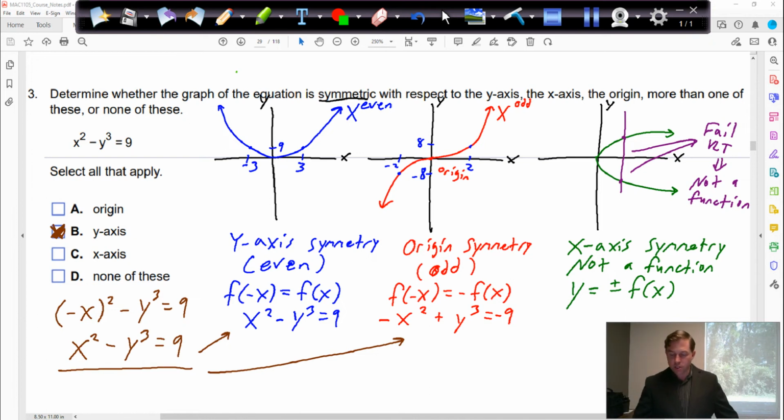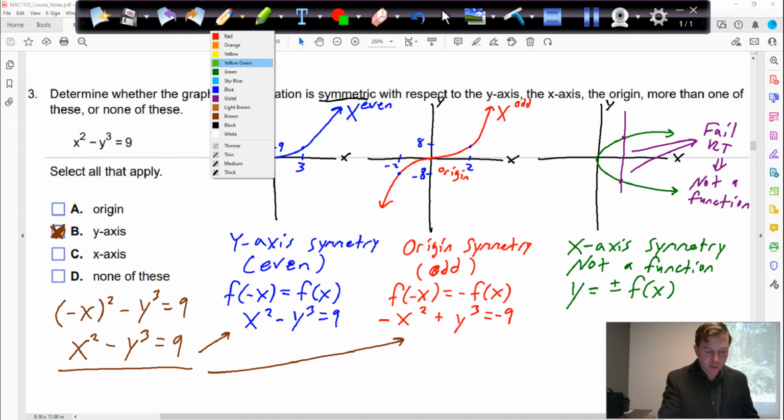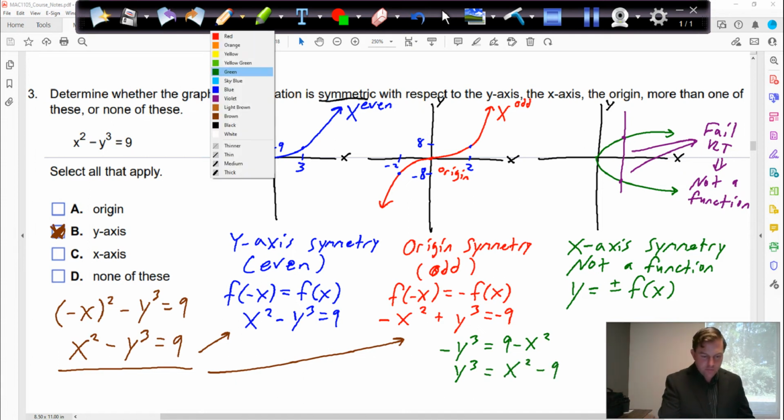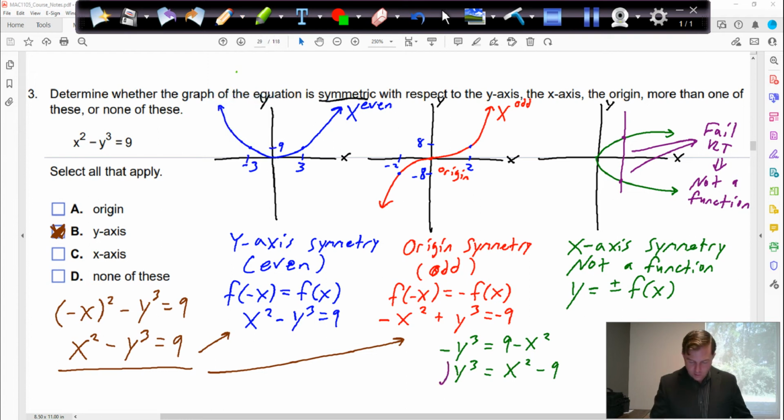Now let's see how you would check for x-axis symmetry, even though I've already picked an answer. We would have to isolate y. So we would say minus y cubed equals 9 minus x squared. To get rid of this minus, I can flip everything and call it positive x squared minus 9. To get rid of that 3, we would take a third root of y cubed, which would mean we would take a third root of x squared minus 9.